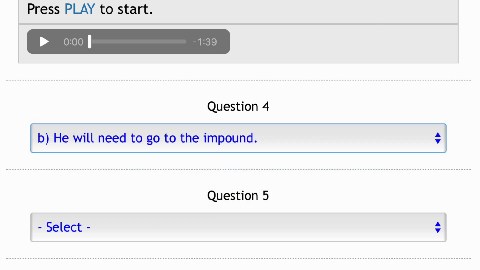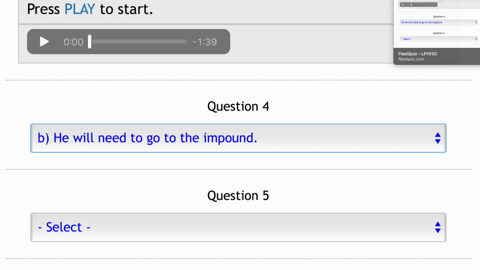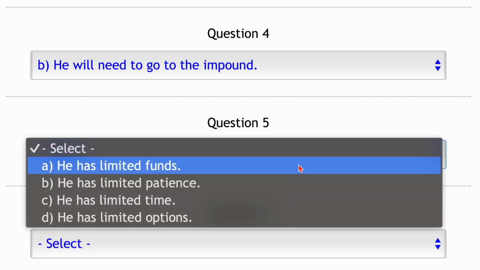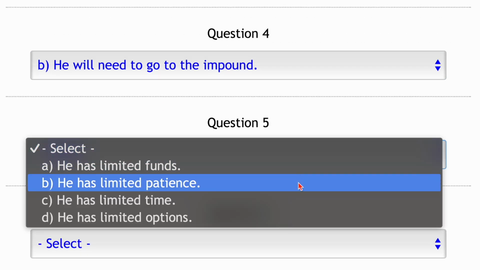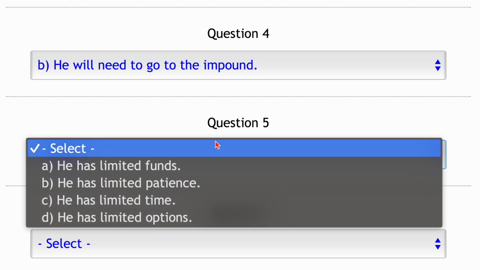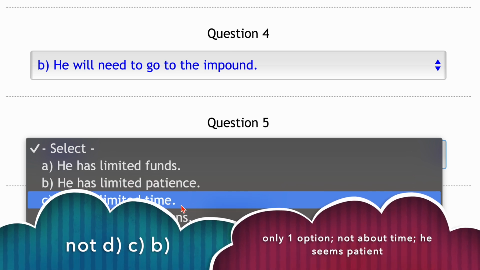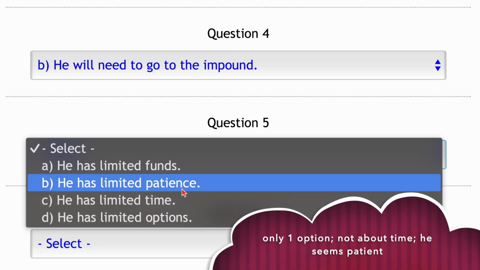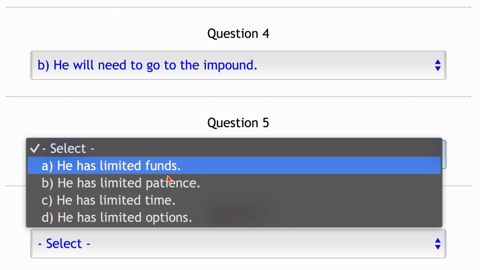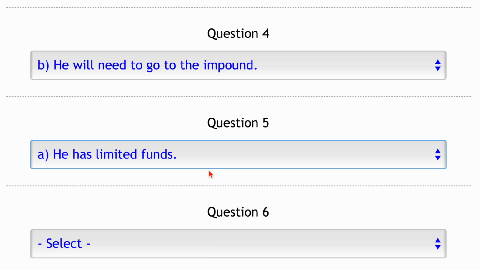Okay. What about question 5? Why might the man be worried? He has limited funds, limited patience, limited time, limited options. So limited means not much. So maybe he's worried not about options, he only has one option, and not about time. Maybe about time, he needs to go today. Not about patience, but I think it could be A. Maybe he's worried because he doesn't have money. He's a university student. And he probably has to pay so much money.